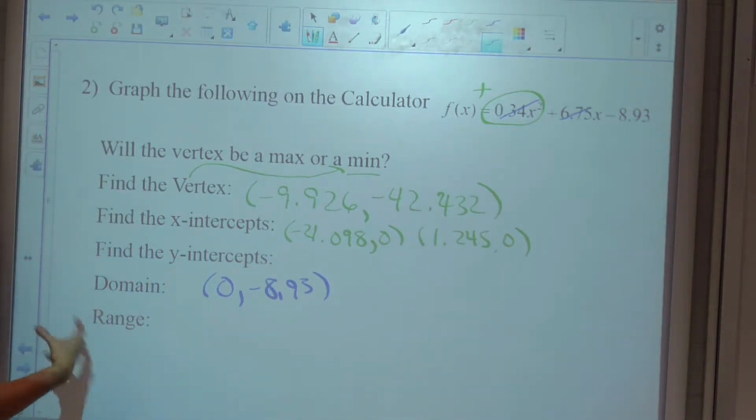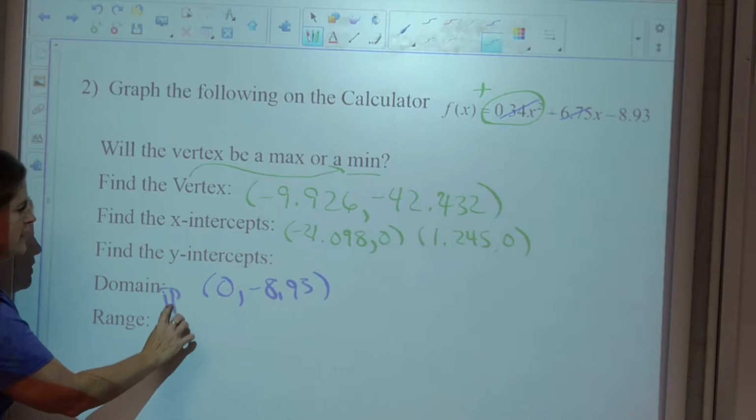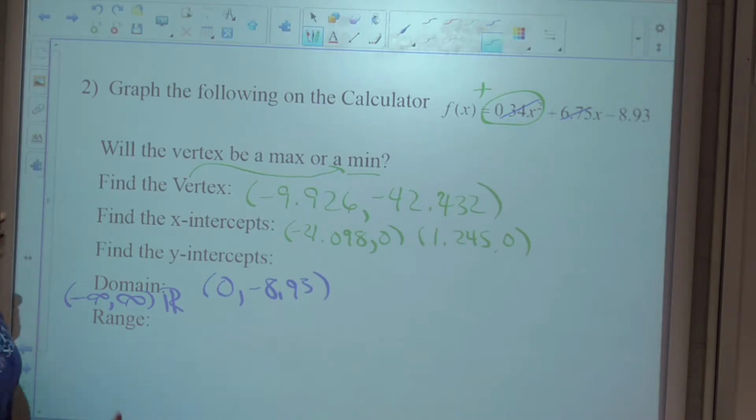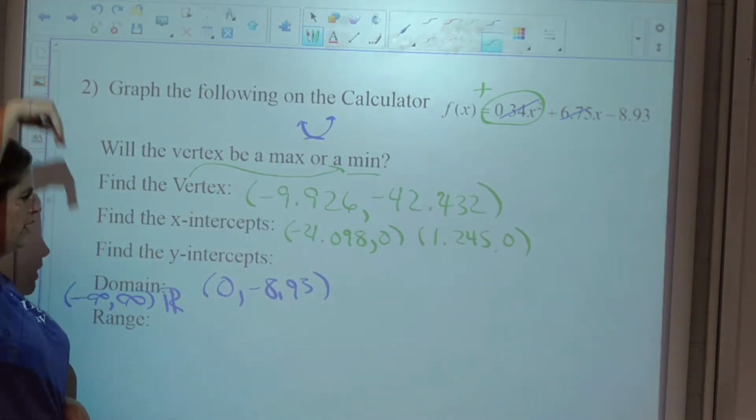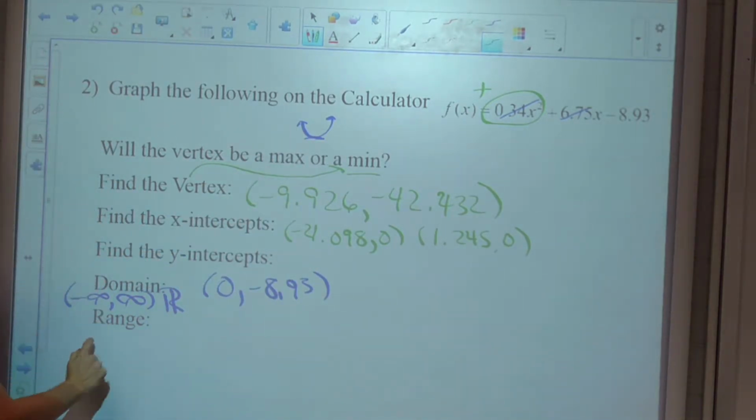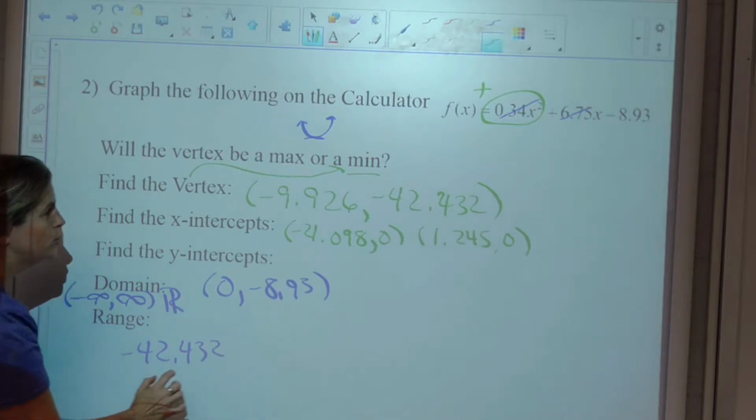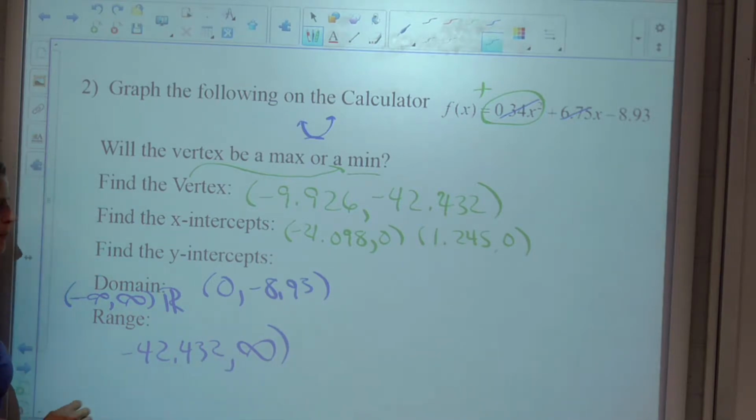Domain and range are just like we've been doing. That's not going to come from the calculator. This is a parabola, so we know that our domain is all real, which again, remember, is negative infinity to positive infinity, and infinities always get parentheses. Range, this is a minimum, so we know it's this shape. It has a starting point and goes to infinity. So it will start at, range is the y's, so it'll start at that negative 42.432 of the vertex and continue forever. Parentheses again because that's infinity. There is a point here, so that will get a bracket.